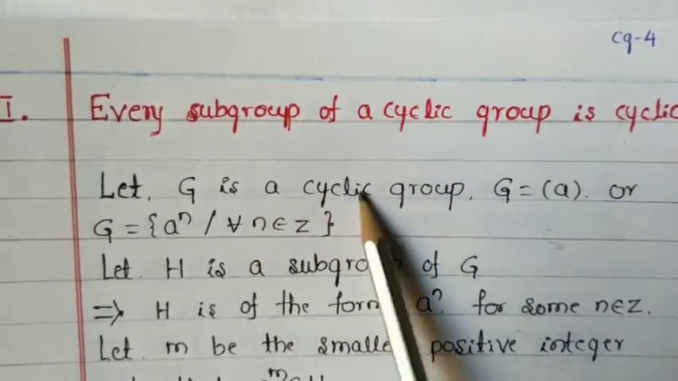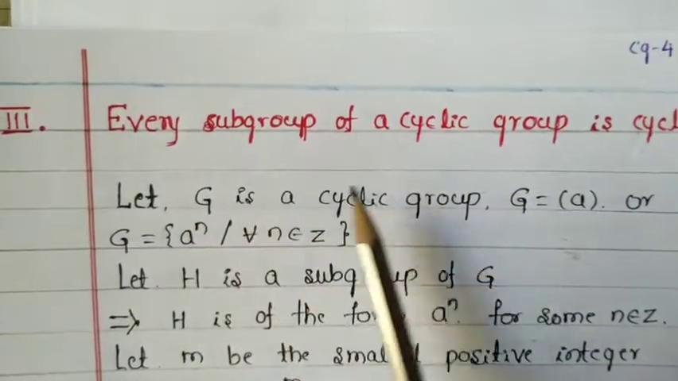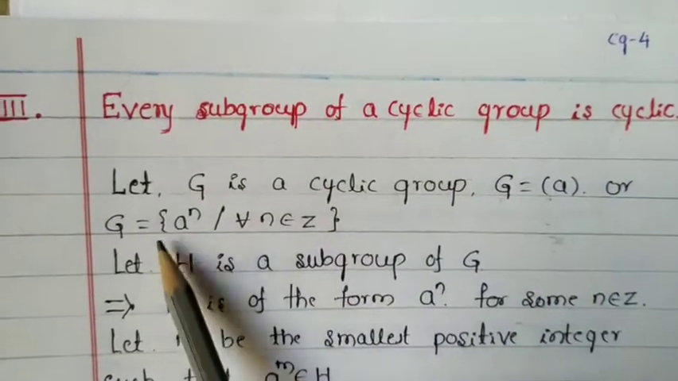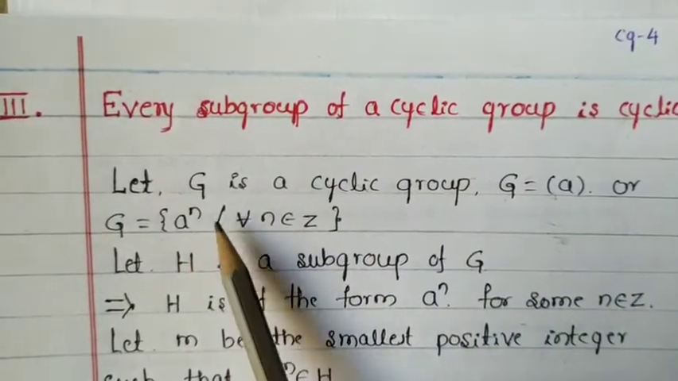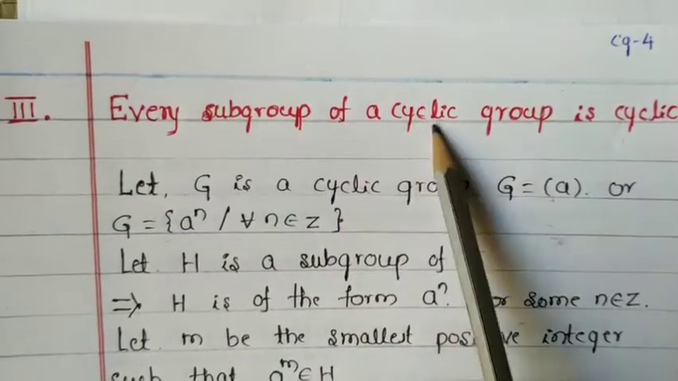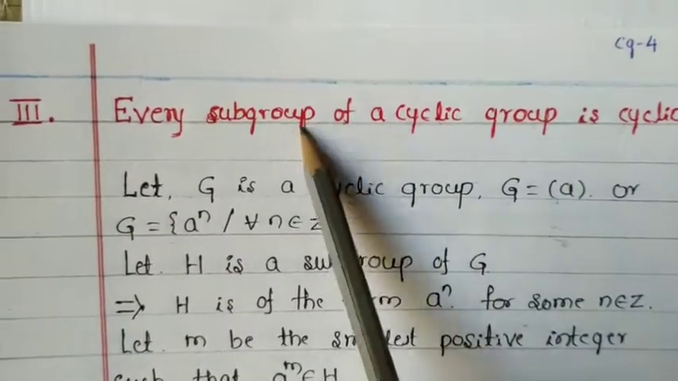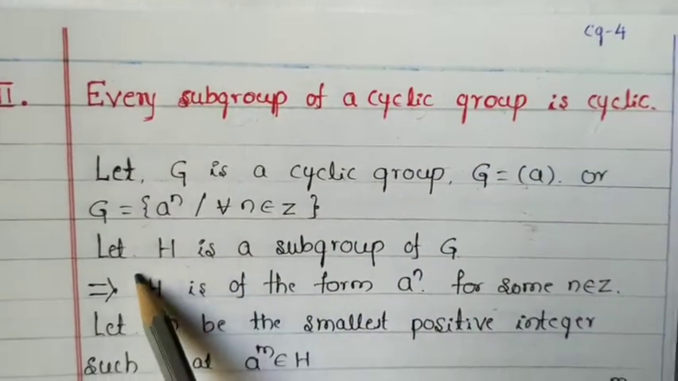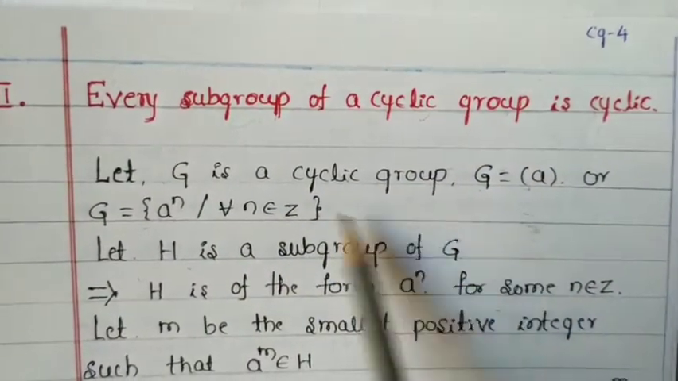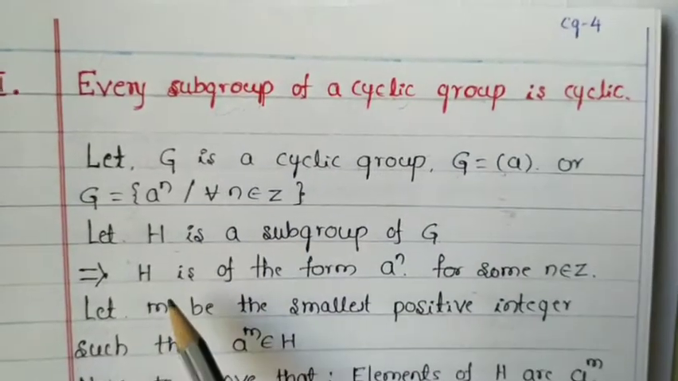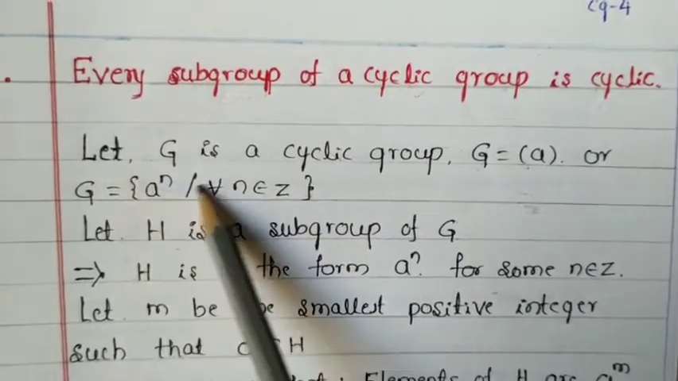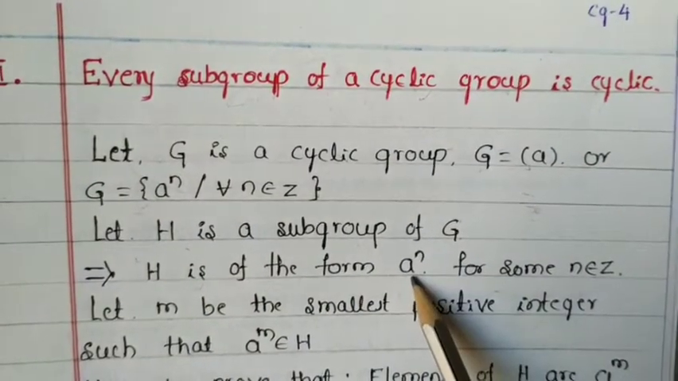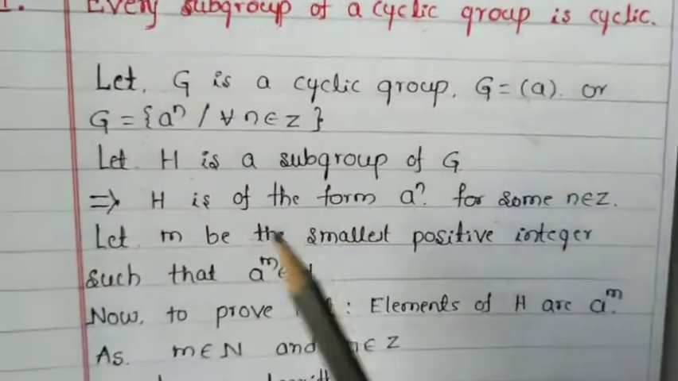G is a cyclic group is given. Let G be a cyclic group. That means G is generated by a. In particular, G equals a raised to n for every n belongs to Z. It is a cyclic group. Now take one subgroup of the cyclic group, that particularly I take H. Let H be a subgroup of G. If G is of the form a raised to n, immediately H is also in the form a raised to n for some n belongs to Z.